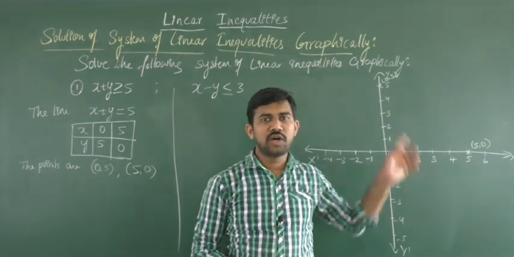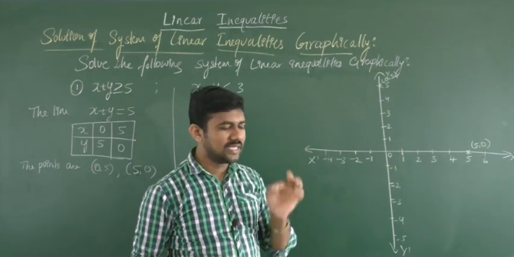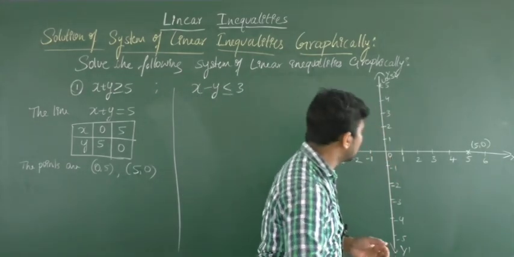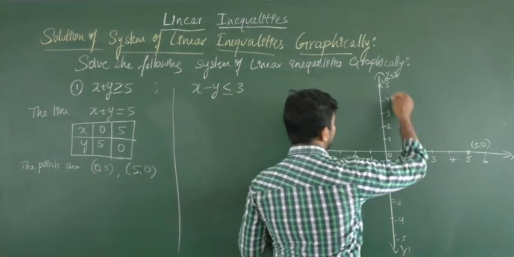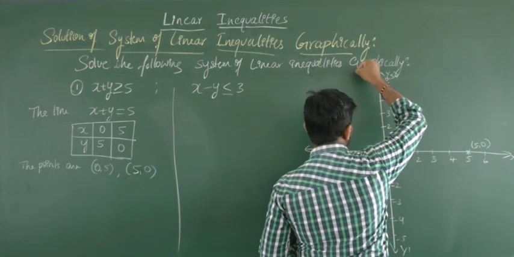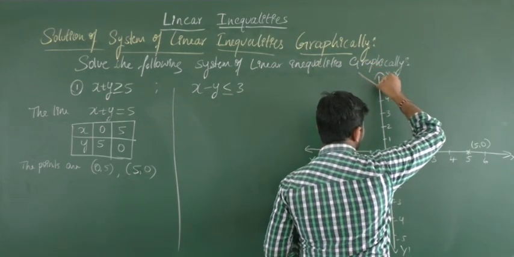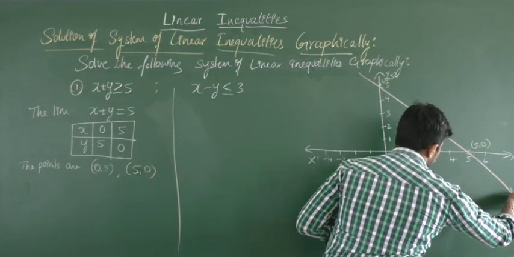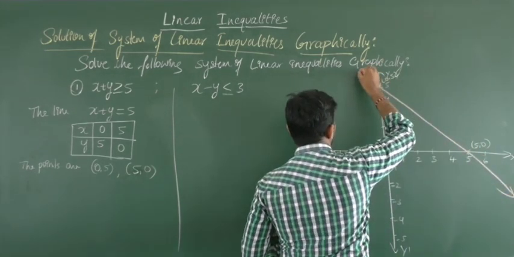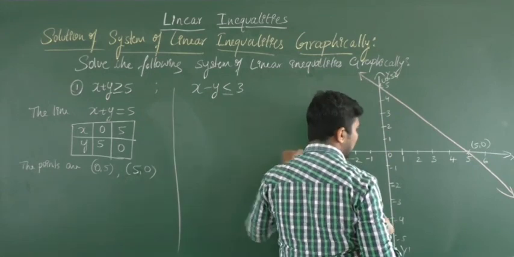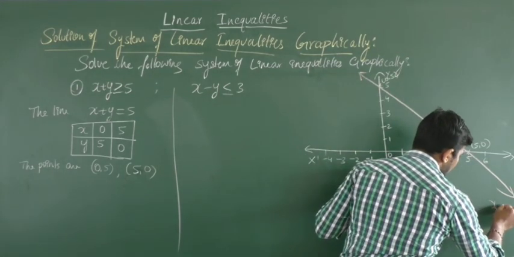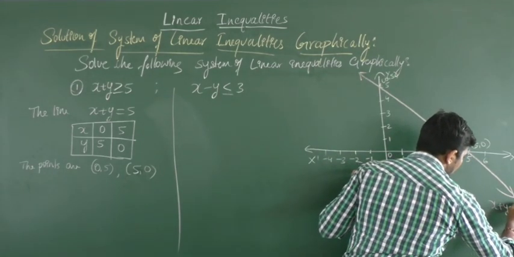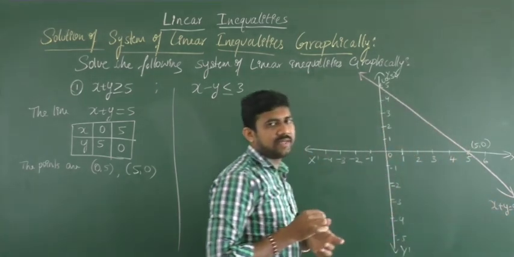So join those 2 points by using a thick line. You have to use your thick line to join these 2 points. Using a scale, join them, like this. Now mention the equation of the line, that is x plus y is equal to 5. This is the equation of the line.